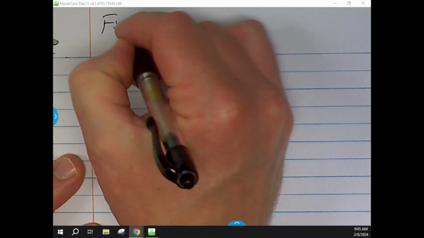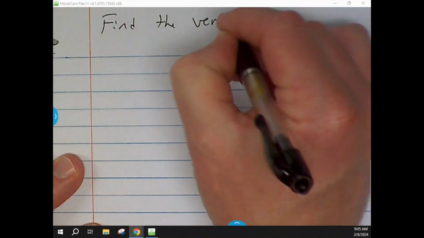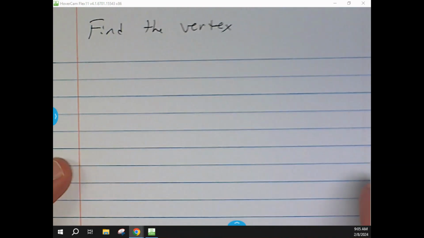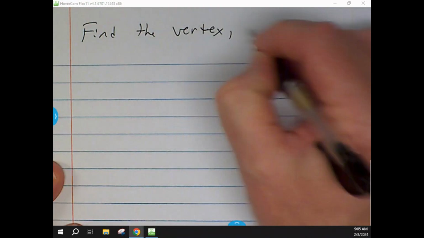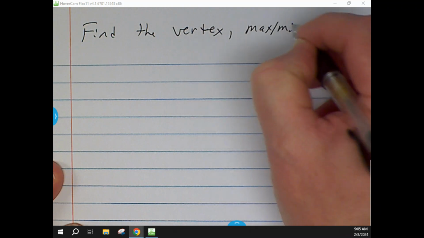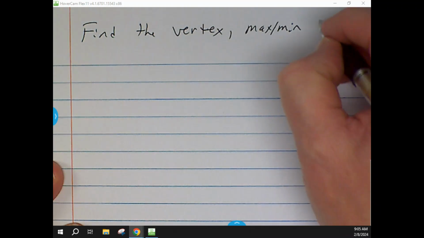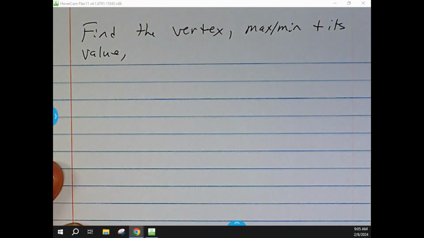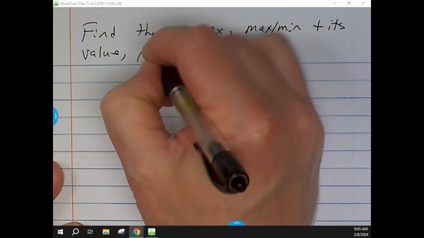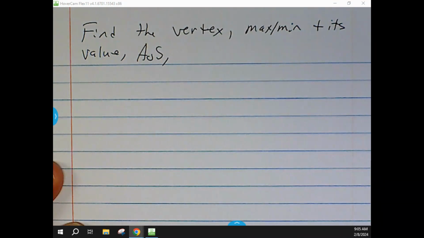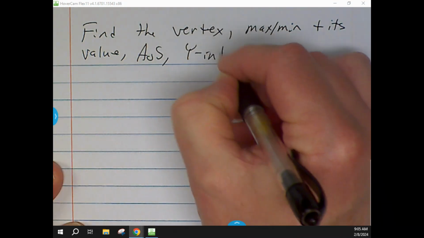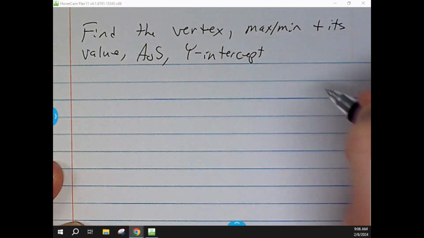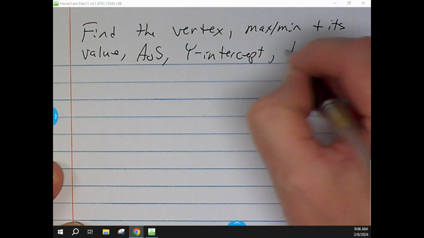All right, so we're going to find a bunch of stuff here. We're going to find, obviously, first the vertex, because again, that is the most important point that we're going to look for. We're either going to find the max or the min and its value. Let's see, what else do we need? We need the axis of symmetry. We need the y-intercept. We need the domain and range.